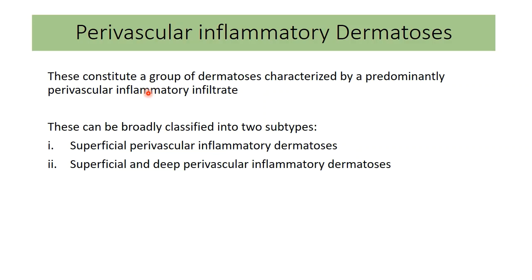Perivascular inflammatory dermatosis. This constitutes a group of dermatoses characterized by a predominantly perivascular inflammatory infiltrate. These can be broadly classified into two subtypes, superficial perivascular inflammatory dermatosis and superficial and deep perivascular inflammatory dermatosis.